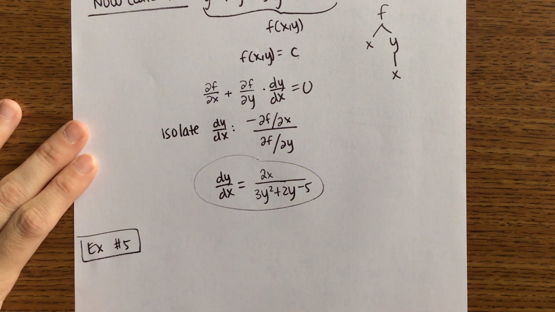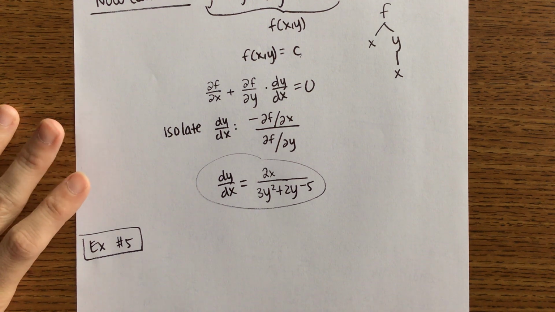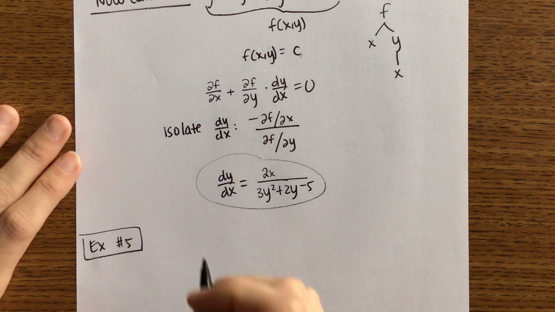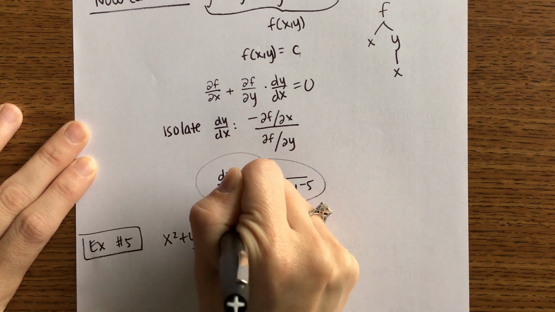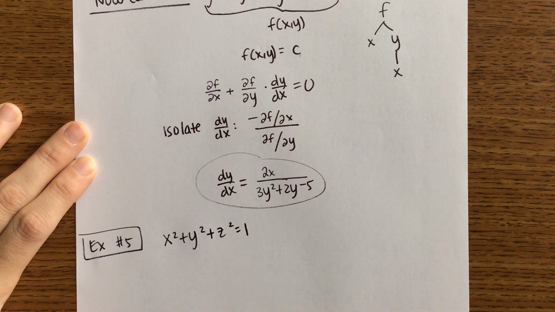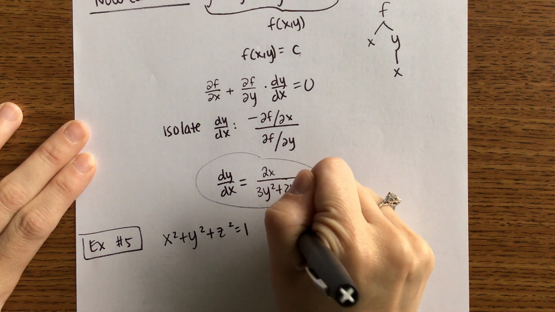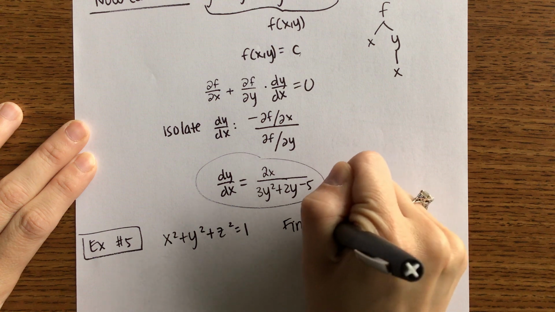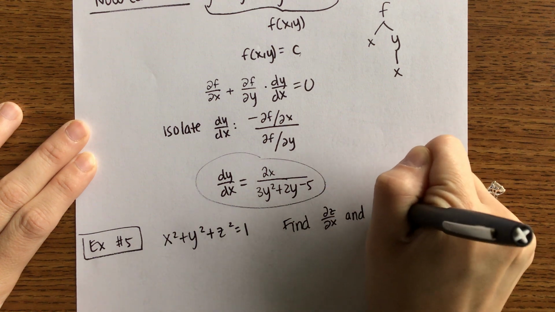So the last question we need to ask ourselves is what happens if we have more than 2 variables? So we're going to look at the case where we have 3 different variables. We have x squared plus y squared plus z squared equals 1, so the unit sphere. We are going to find the partial of z with respect to x and the partial of z with respect to y.